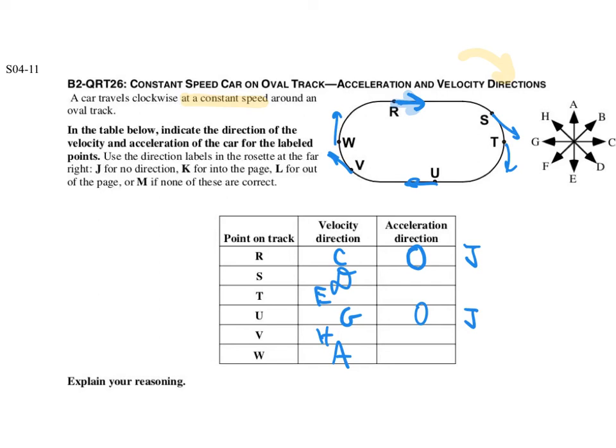So for instance, for S, the acceleration would point inward like that. That seems to be direction F. For T, it points inward like that. That seems to be direction G. For V, it will head towards the center of this circle. That's the acceleration. That seems to be direction B. And for W, it seems to be inward like that. So that's direction C. So we get these.